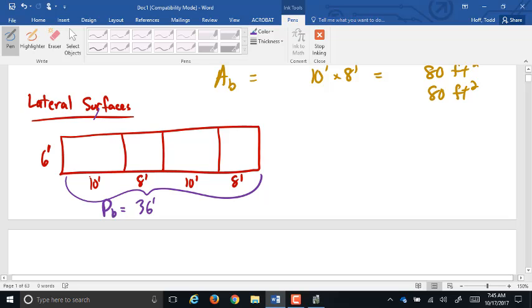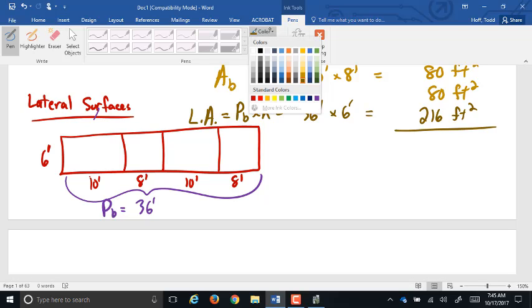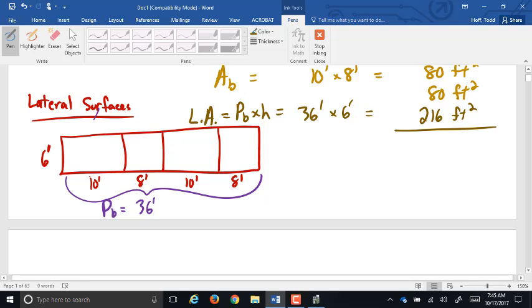So the lateral surface area, lateral area, is just equal to the perimeter of the base times the height. So the perimeter of the base here is 36 feet, times 6 feet of height is what, 216 square feet? And that adds up to be 376 square feet. That's total surface area.